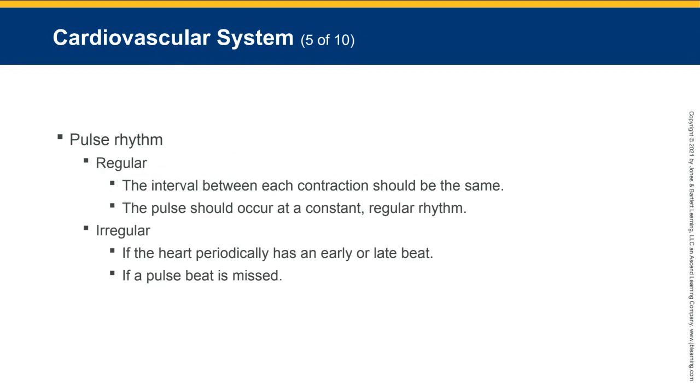So you look at the rate, and you look at the rhythm again. Once we're looking at rhythm, we're looking at consistency. So is it regular? The interval between each contraction should be the same. The pulse should occur at a constant, regular rhythm. Irregular is if the heart periodically has an early or late beat, or if a pulse beat is missed.